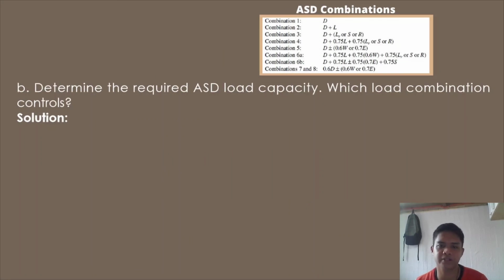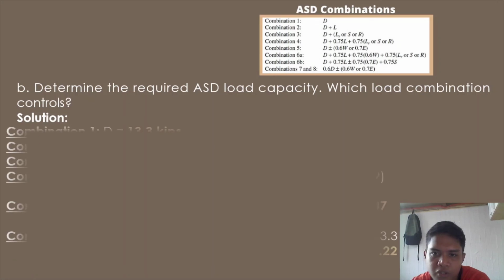Okay, letter B. Determine the required ASD load capacity, which load combination controls. Observe muna ulit tayo. Dito, as you can see, same sila, di ba? Combination 5 and combination 7. But here, 60% lang kunin sa combination 7. Dito is 100%. Meaning, pwede natin alisin itong combination 7 and 8. Kaya ang gagamitin natin 1 to 6B.